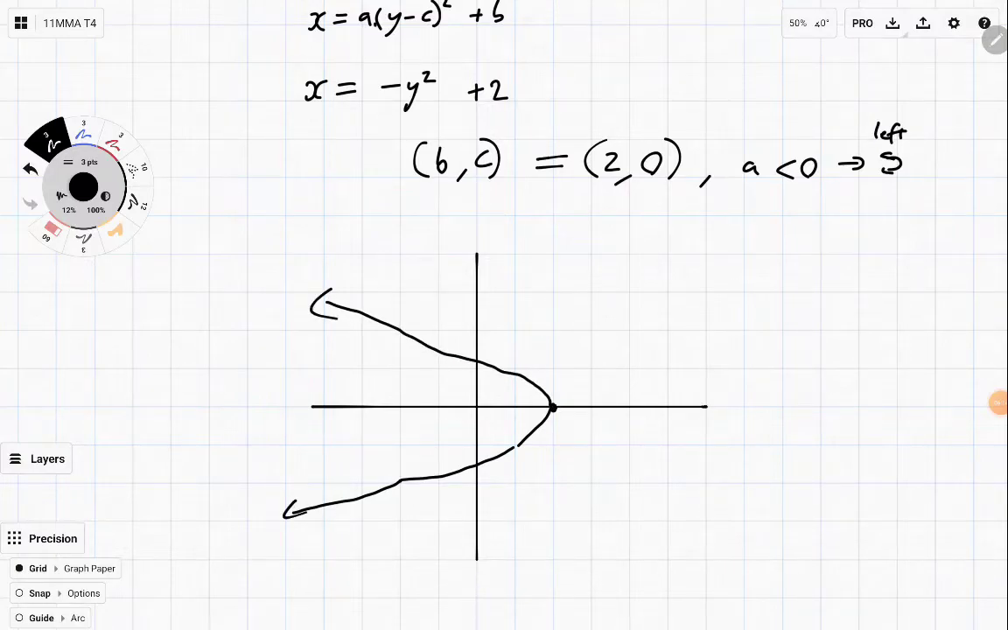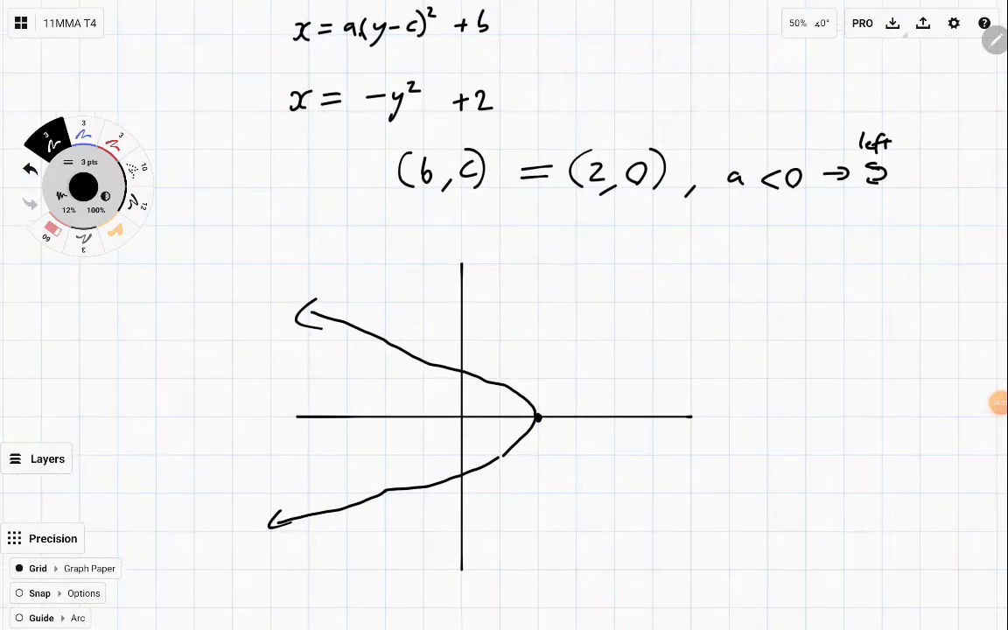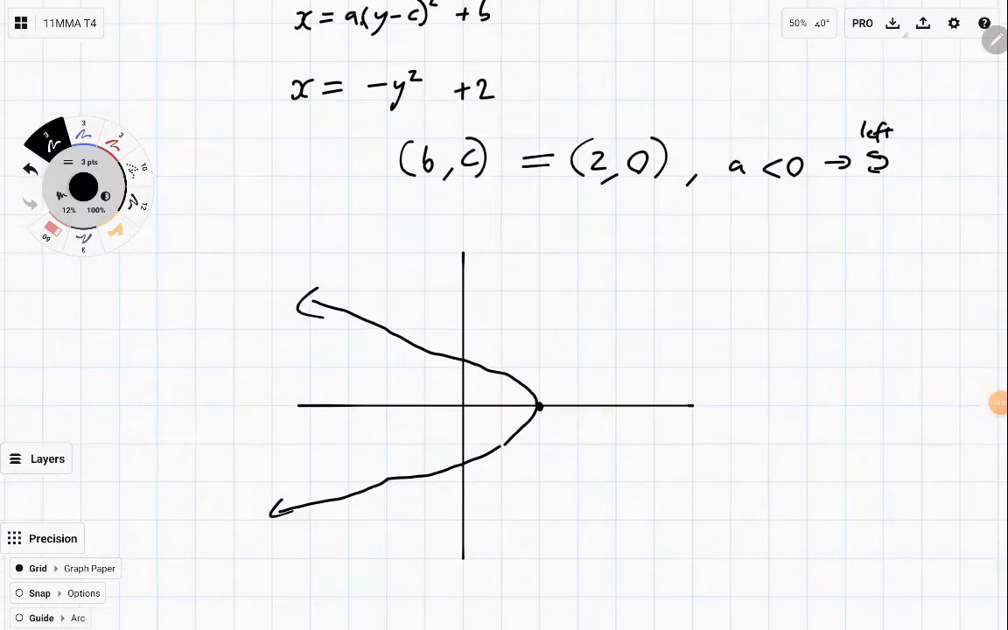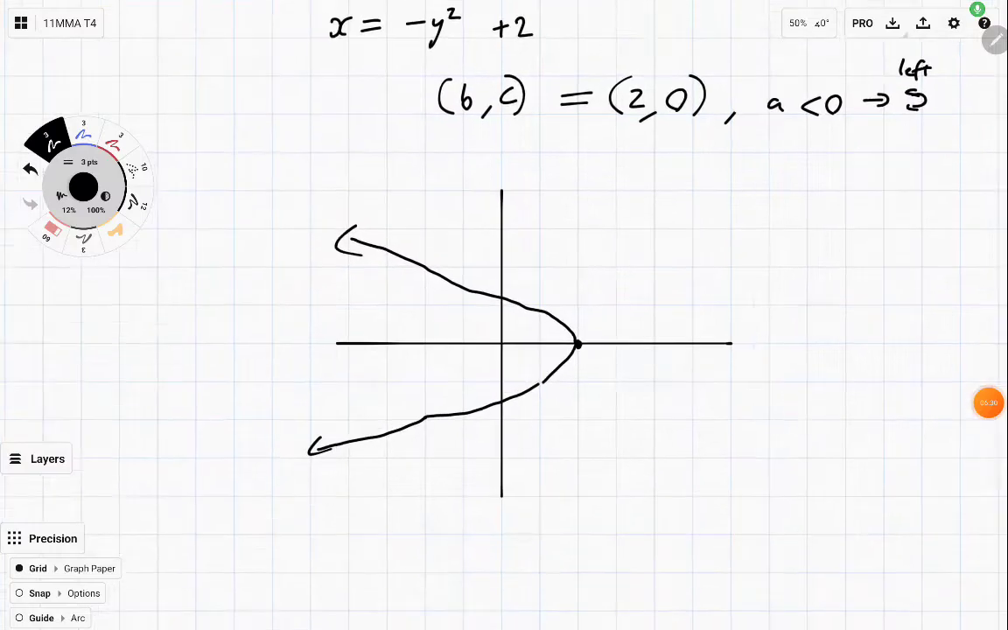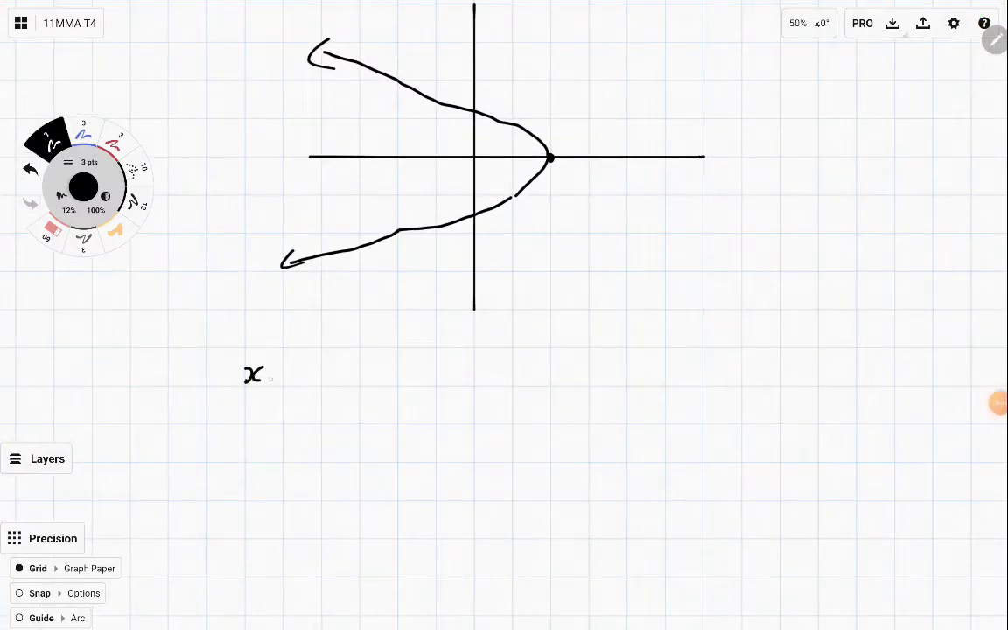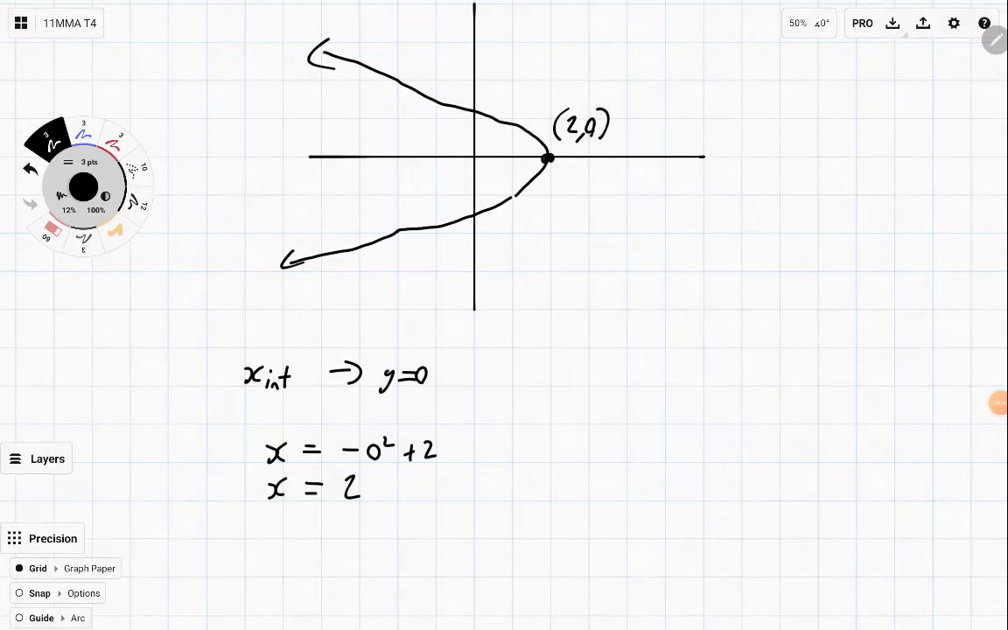Alrighty. So something we might want to know are what are the x-intercepts and what are the y-intercepts. So for x-intercepts, well, x-intercepts still happen when y is equal to 0. So we get x is equal to minus 0 squared plus 2. x is equal to 2, which actually makes a lot of sense because that's this point here, the turning point, (2, 0). That's the only time it hits the x-axis.